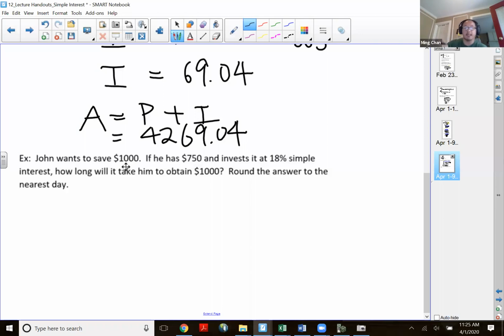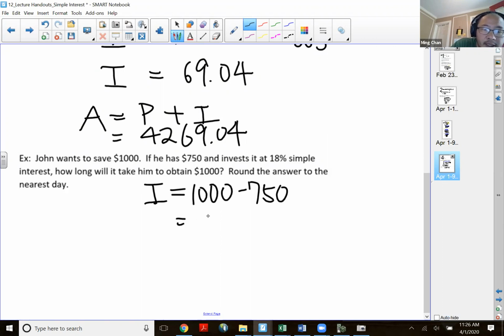So what that means is he only wants the financial institution to help him get the other $250 that he's missing. He only wants this account to accumulate $250 worth of interest. That's what that means. That's because that's what he's short. He's only short 250. So this is the interest he wants to earn. The question is asking, how long will it take him? Round the answer to the nearest day.